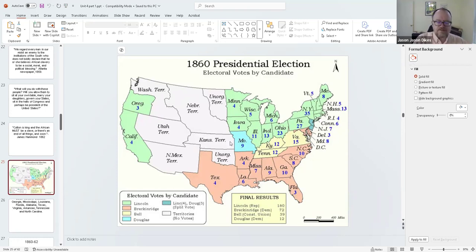All right, when we come back, we will look at the first few months of 1860 as we're going to have secession, and then the war itself will get going.